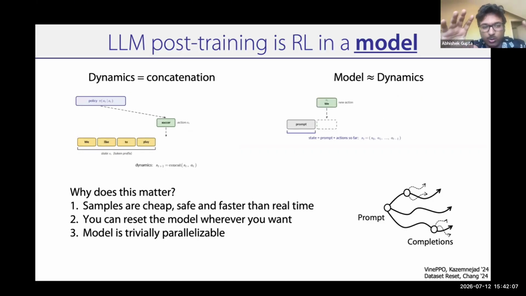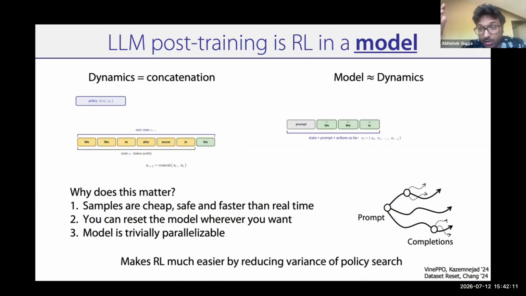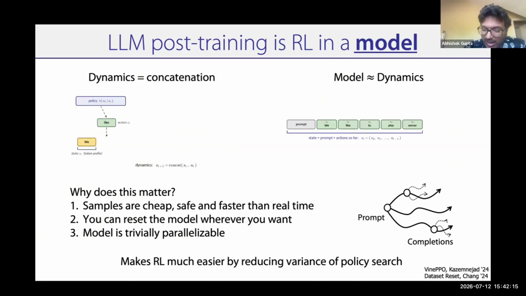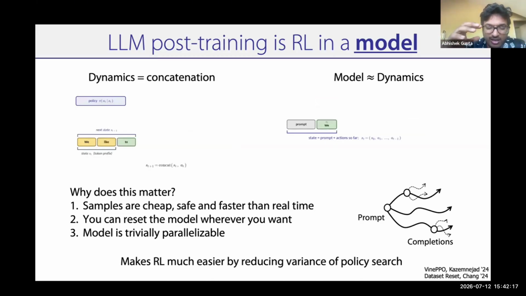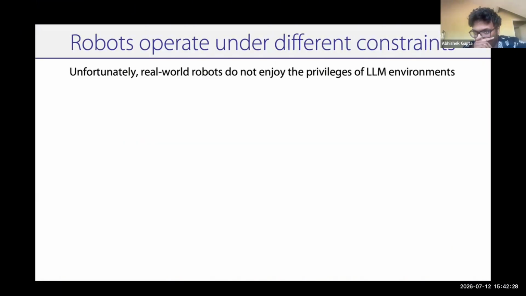And so these three things, while they seem simple, really help with reducing the variance of reinforcement learning or policy search, and they make post-training a lot easier, right? And so I kind of think of LLM post-training as kind of doing RL in a model or a simulator. But we're at RSS. We want to do RL on robots, right? We want to get post-training to work on robots.